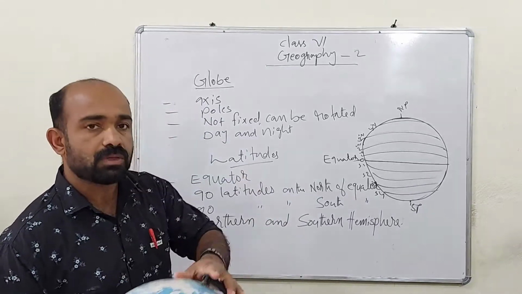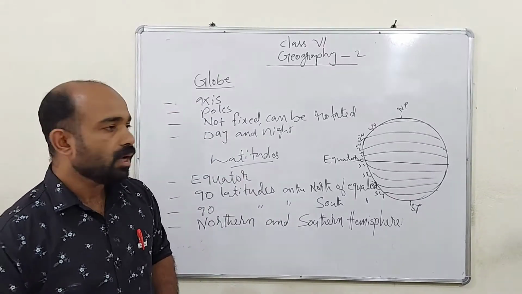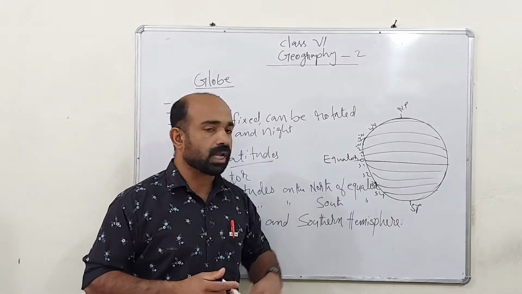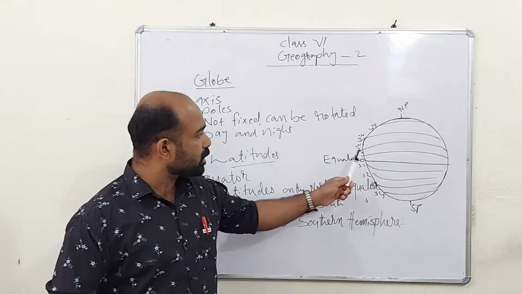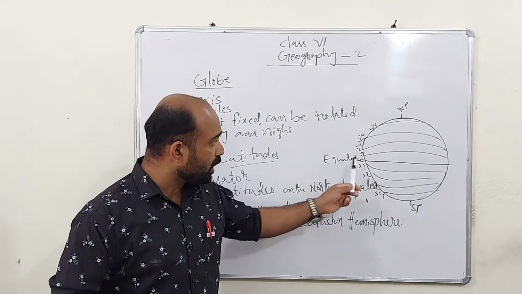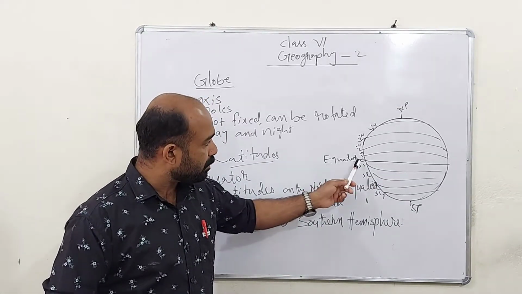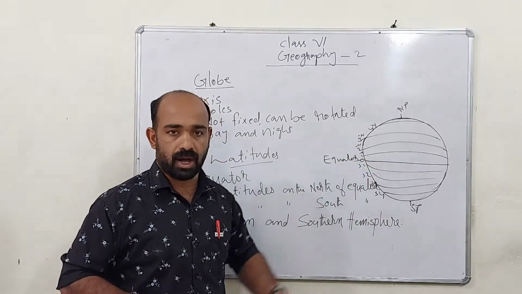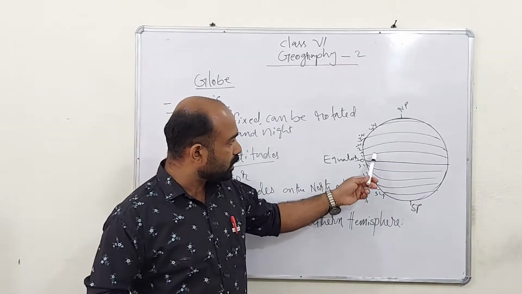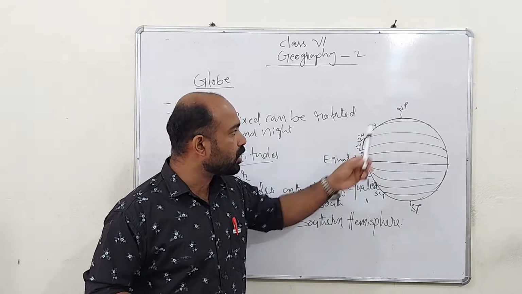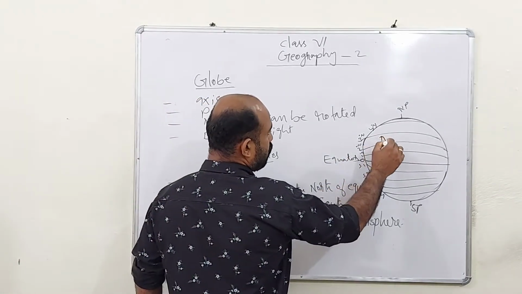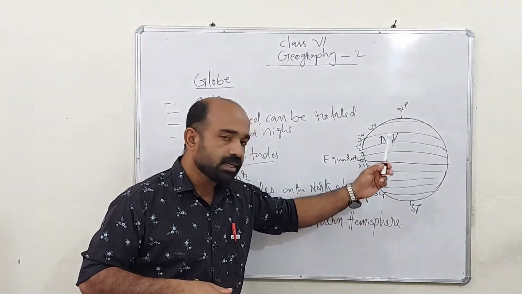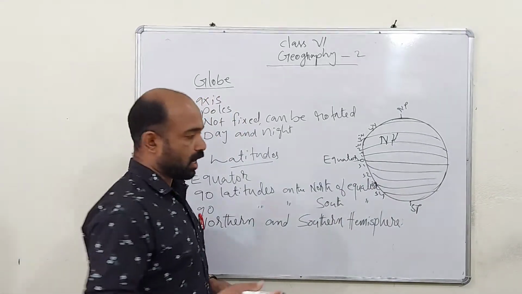Now let's study about latitudes. Latitudes are circles. Equator is the most important latitude. Equator is passing through the middle of the earth. It is a horizontal latitude. It divides the earth into two equal halves. The part of the earth above the equator is called northern hemisphere. And the part of the earth located below the equator is called southern hemisphere.